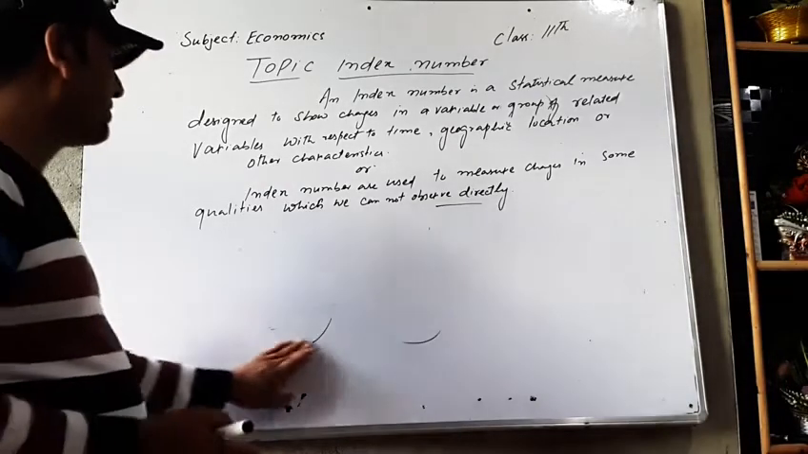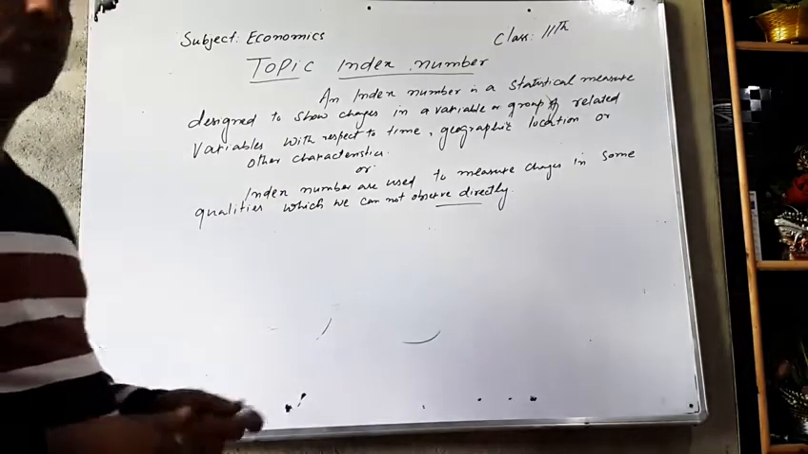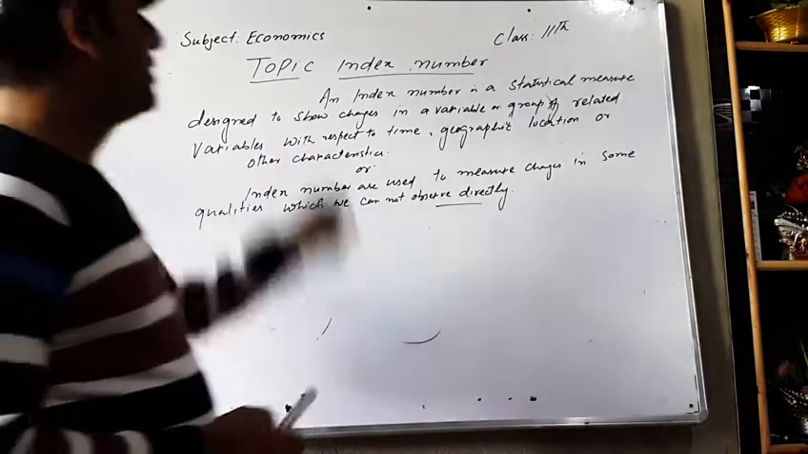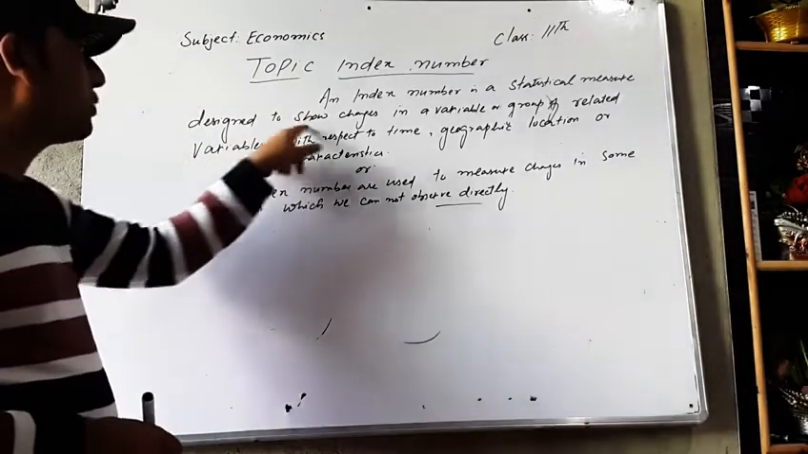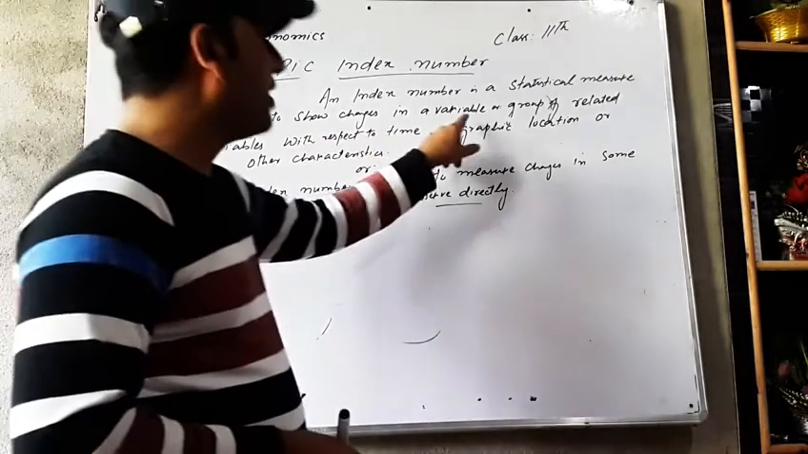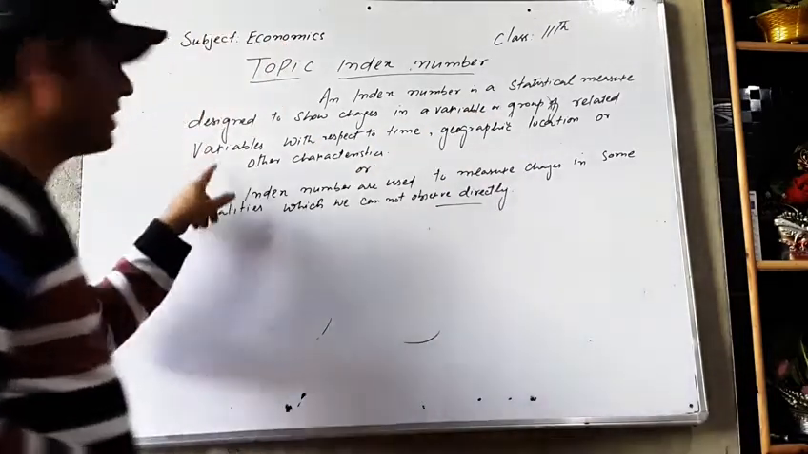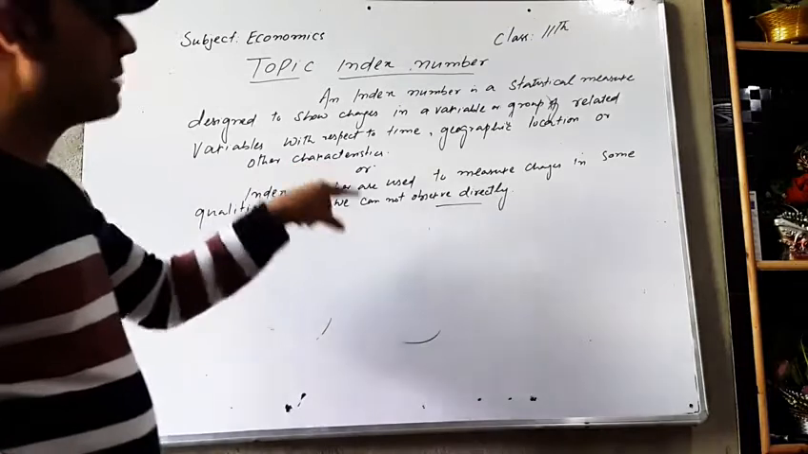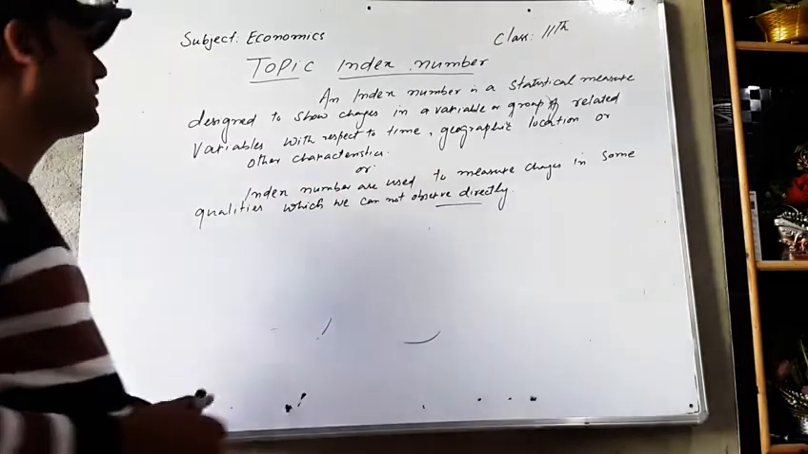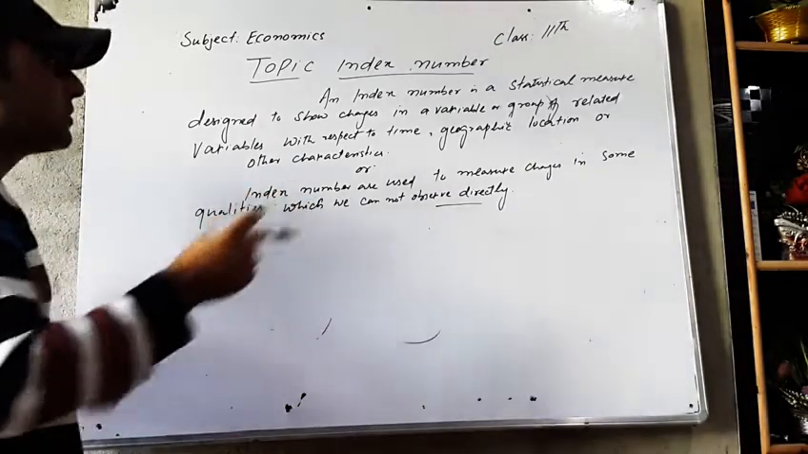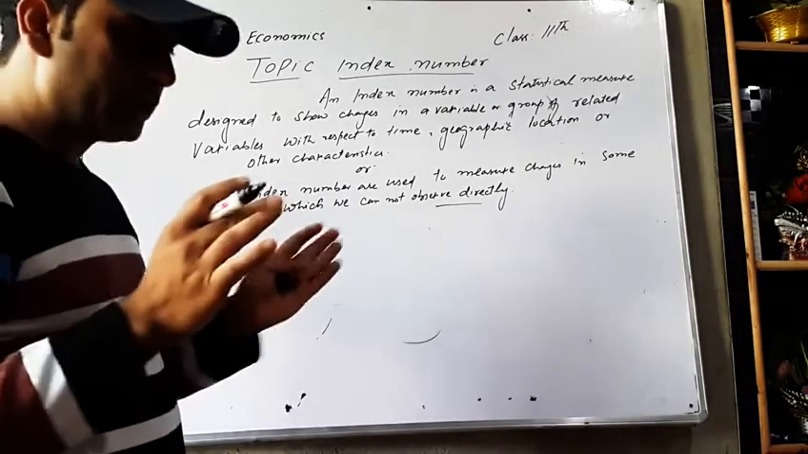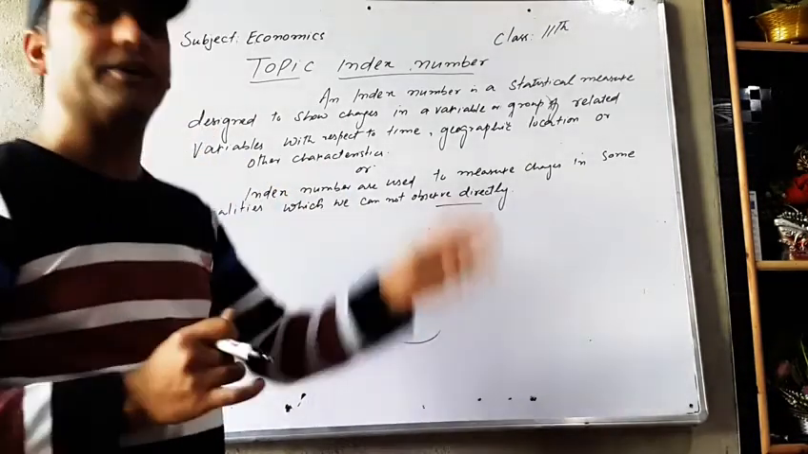Let's define first index number. I have written a definition here in order to elaborate it. An index number is a statistical measure. So it is a statistical measure designed to show changes in the variables or group of related variables with respect to time, geographic location or other characteristics. So it is a statistical measure. It is designed to show the changes.